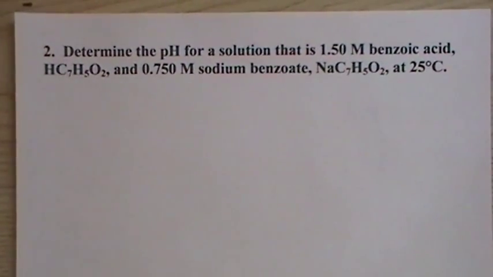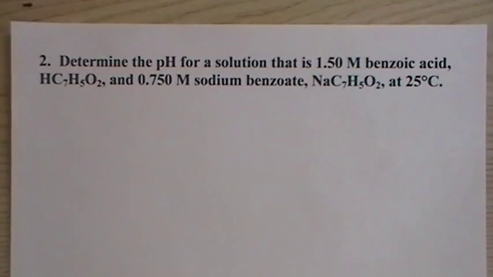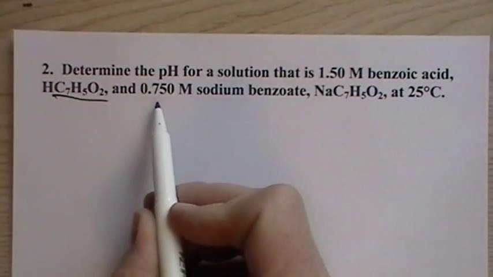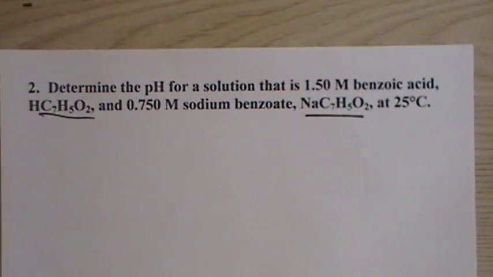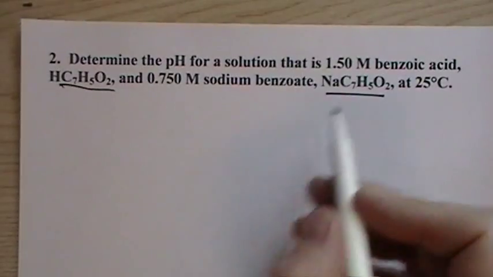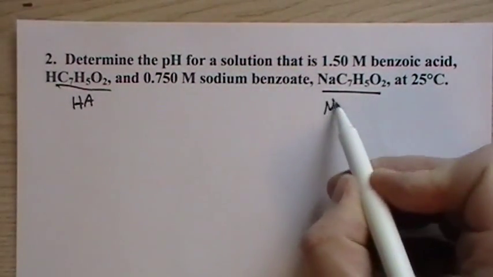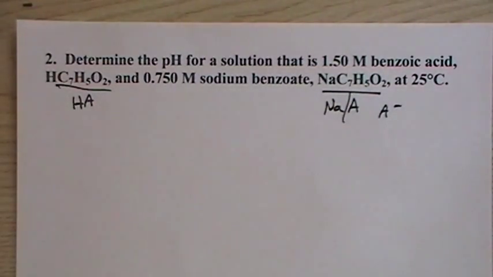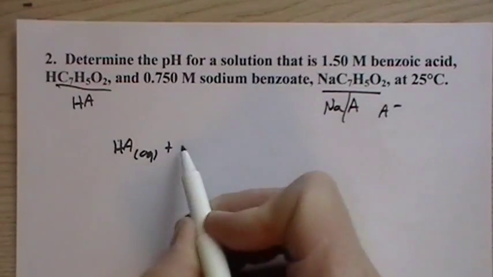Okay, so determine the pH of a solution that is 1.5 molar benzoic acid, given here, and 0.75 molar sodium benzoate. So we see that we have a salt and we have an acid, so we'll just call this HA, and this is NaA, and we're really only going to be interested in the A minus. So we can set up the problem as we normally would.